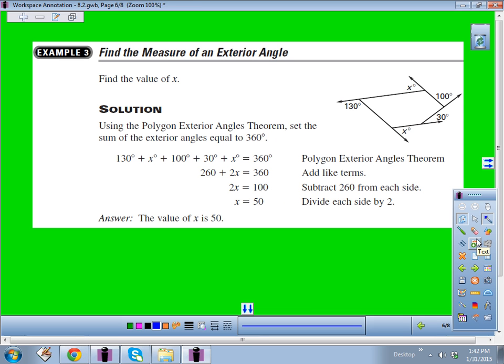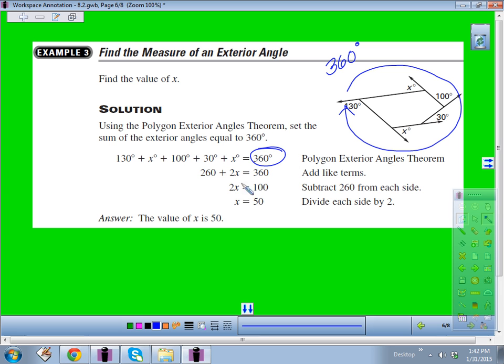Lastly, we want to talk about the exterior angles of a polygon. The exterior angles all the way around the figure will always be 360 degrees, a complete revolution. So when we add up all these exterior angles, they should always add up to 360. So we set up the equation. This time we want to find the value of x.